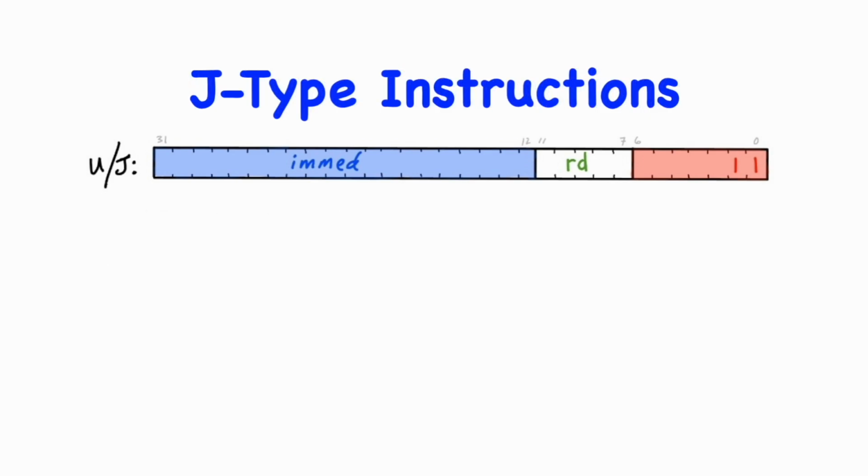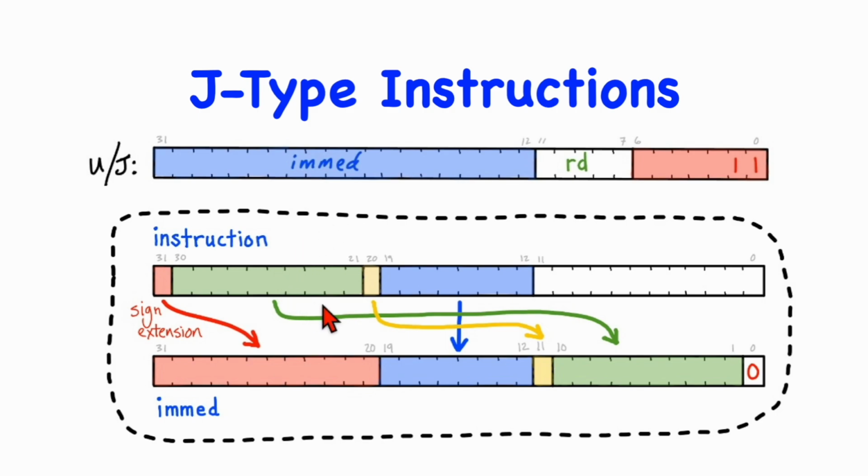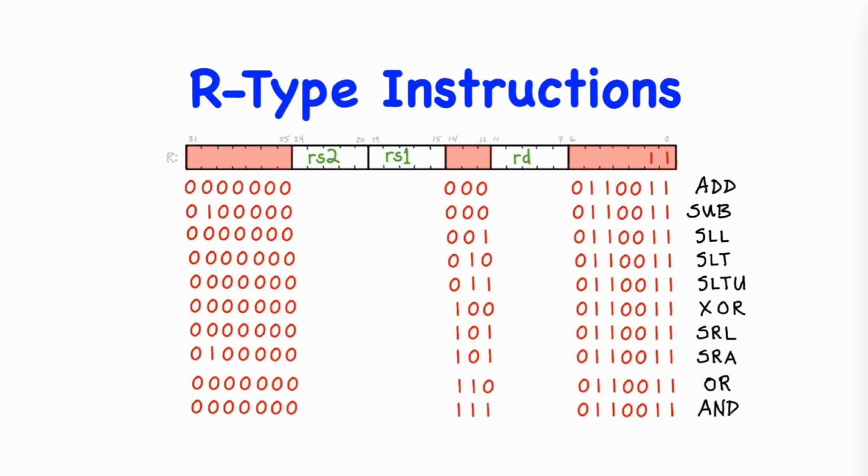The J-type format, which also has a 20-bit immediate field, is used to construct a 32-bit target address. The bits in the immediate field are moved in a rather convoluted way, as you can see here. This results in an even number in the range of about plus or minus 1 million, which is sufficient for almost every jump. Now let's introduce and talk about all the instructions, starting with the register-to-register instructions.